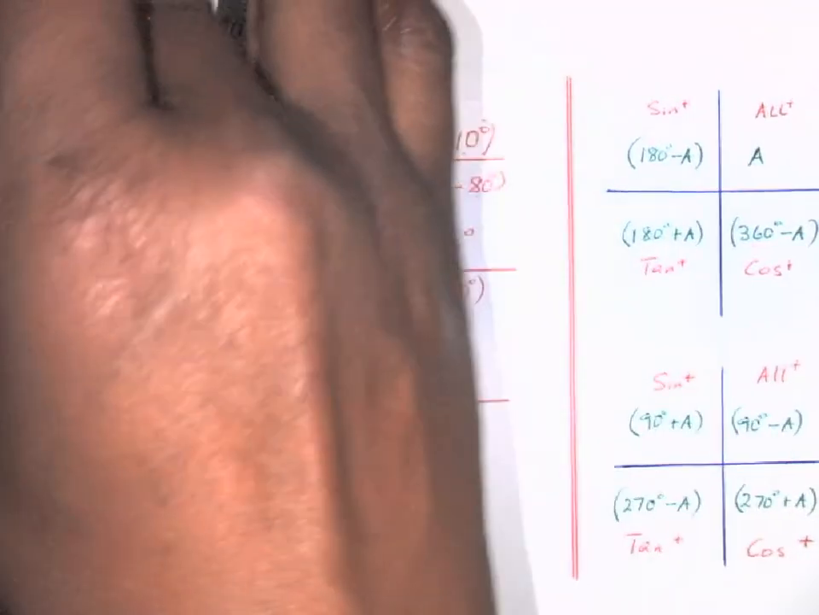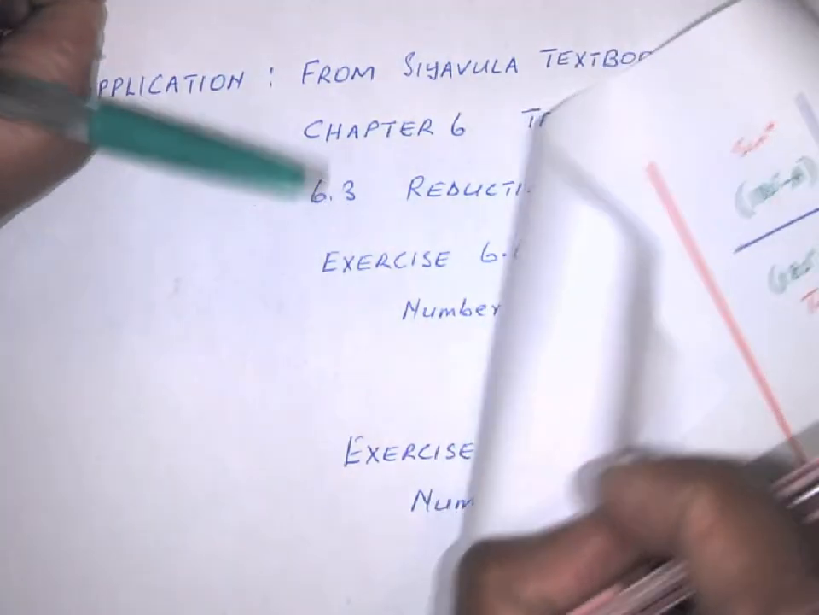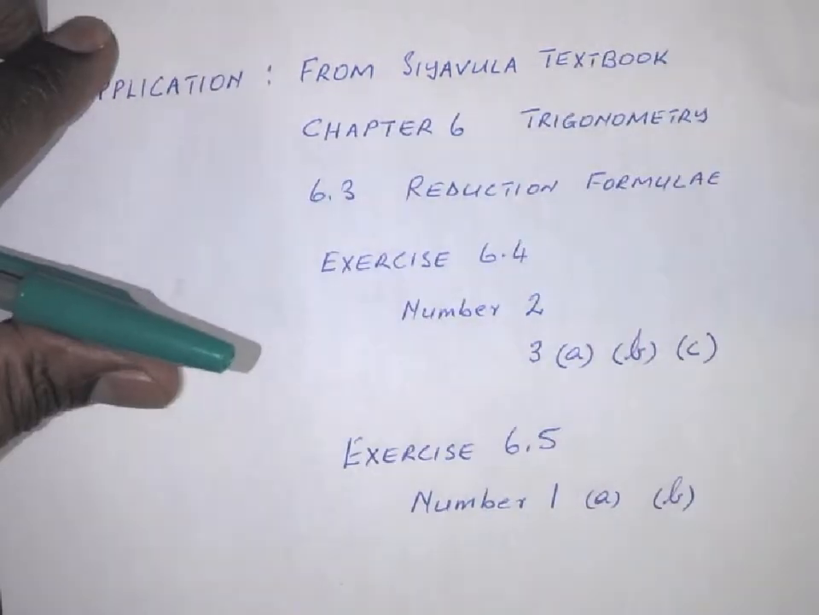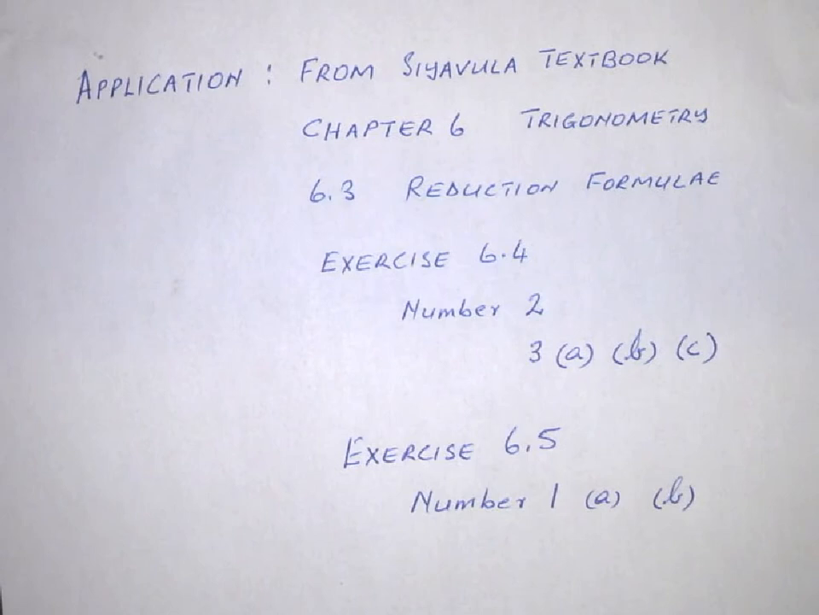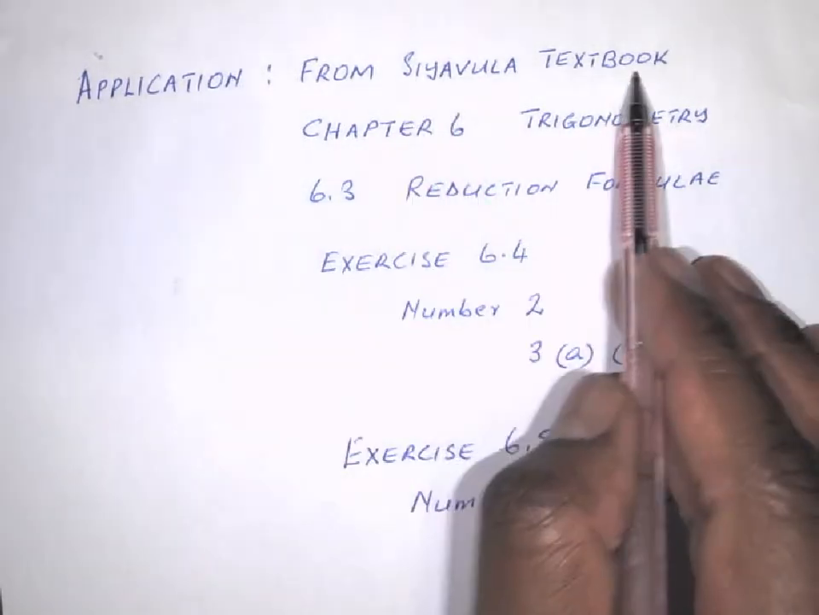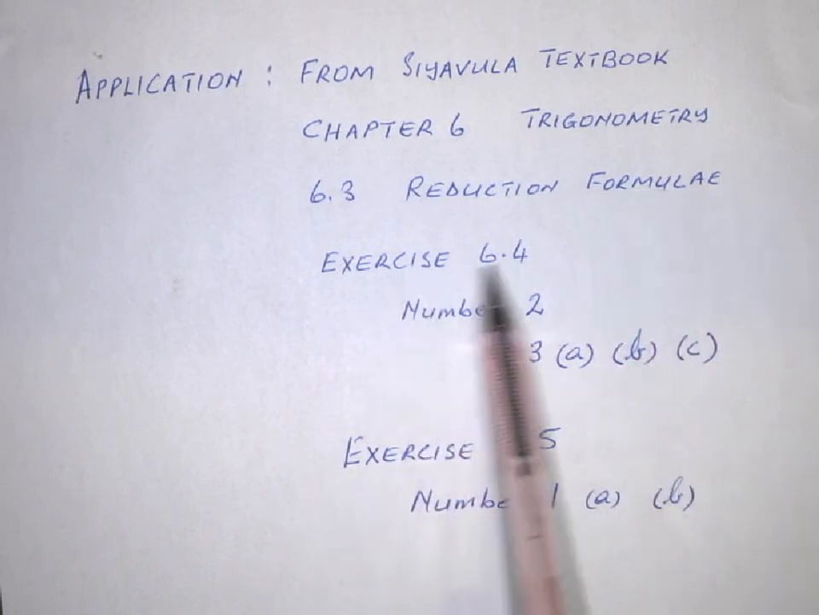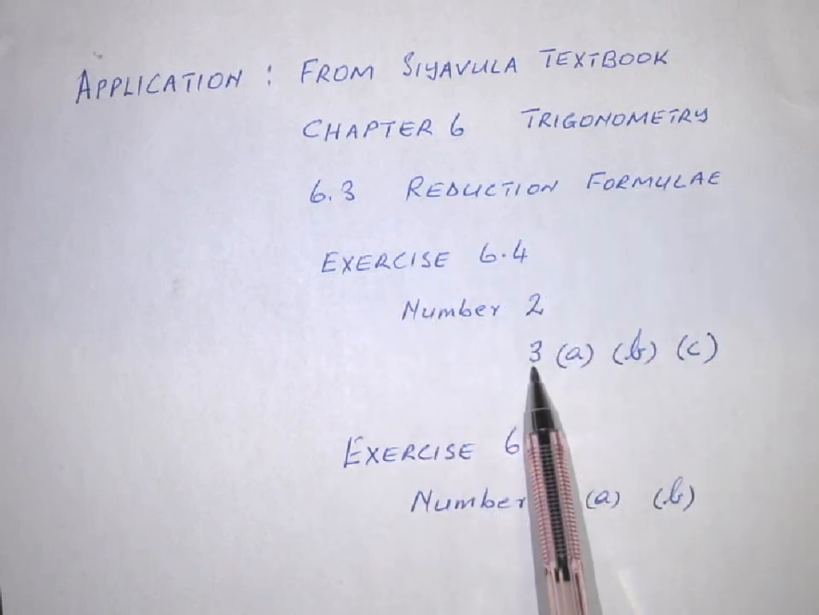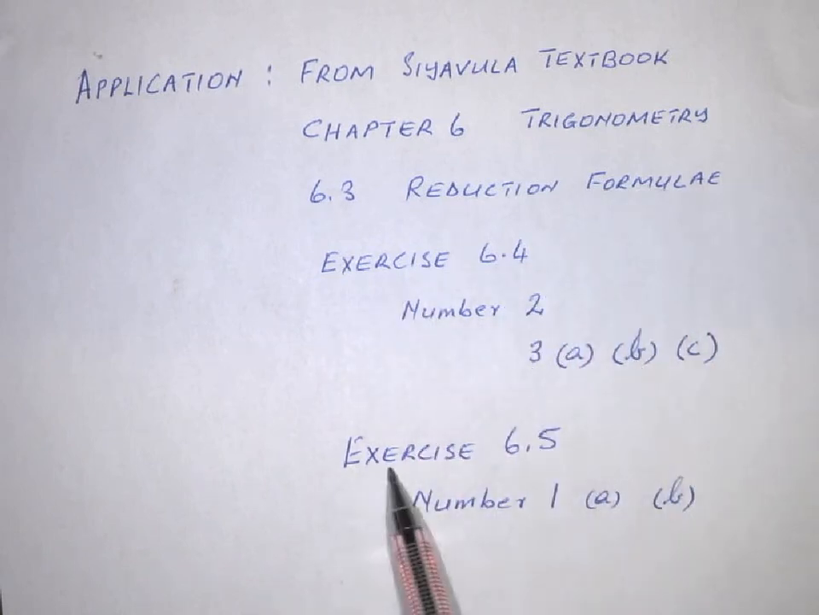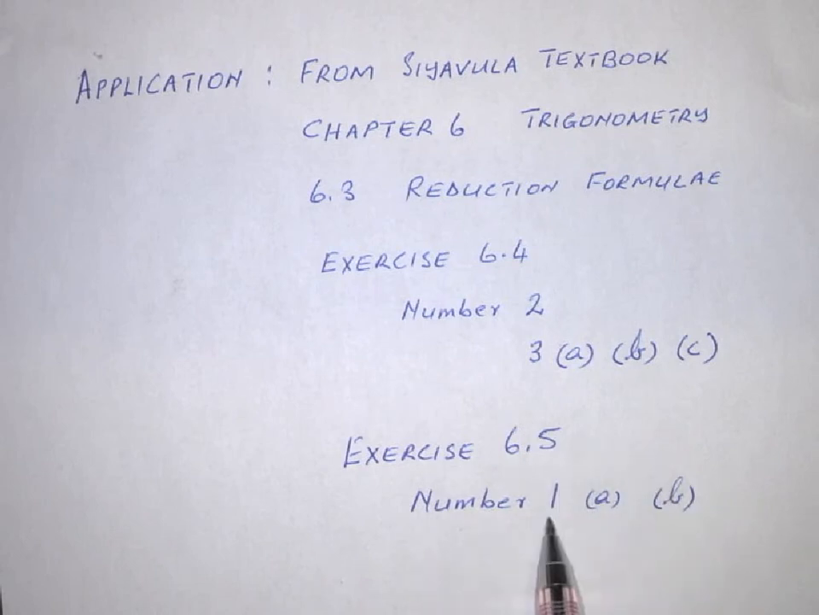Now for you to try, I'd like you to try some of the examples in your own textbook. Here are the examples that you're going to try from Siyavula chapter 6, 6.3, which is reduction formulae: exercise 6.4 number 2 and 3, A, B, C, exercise 6.5 number 1, A and B.